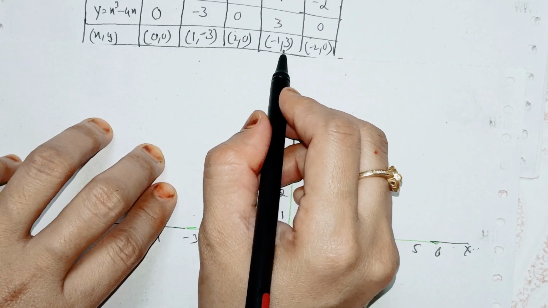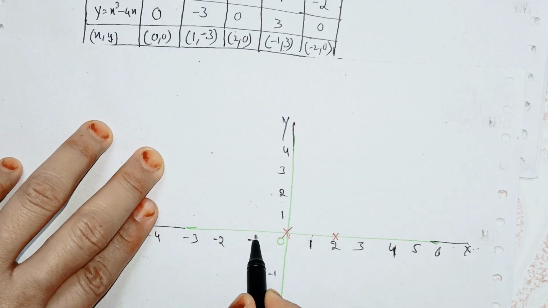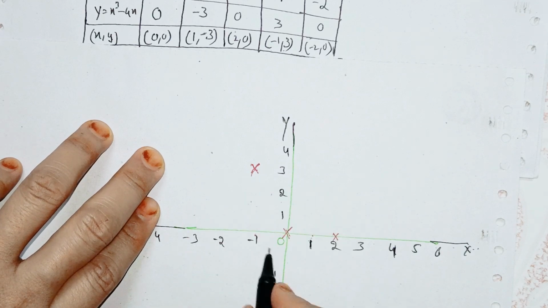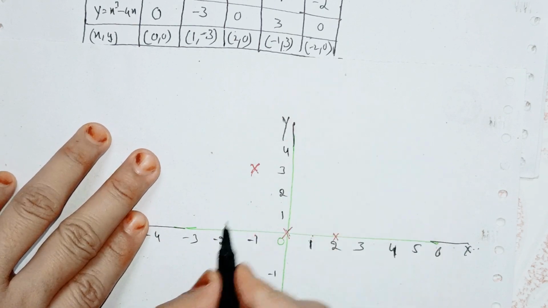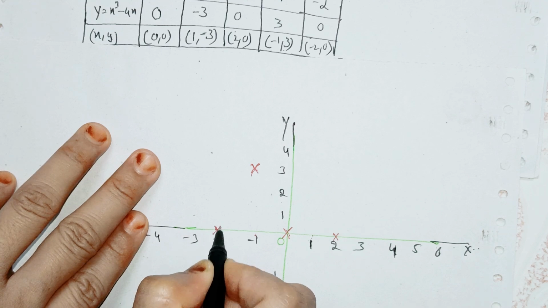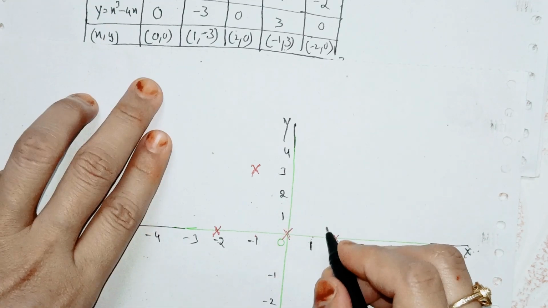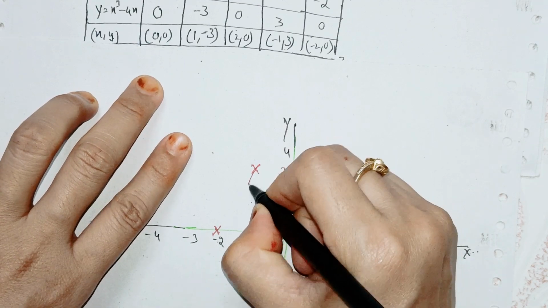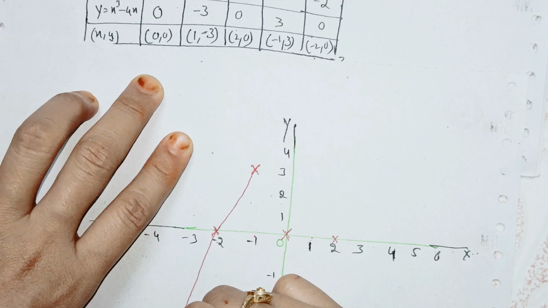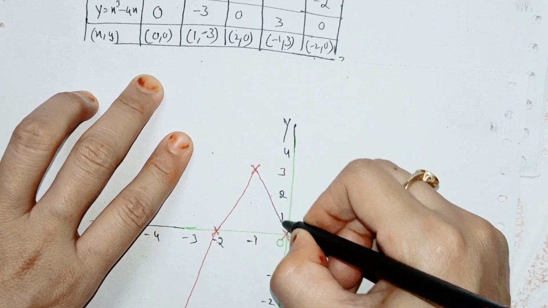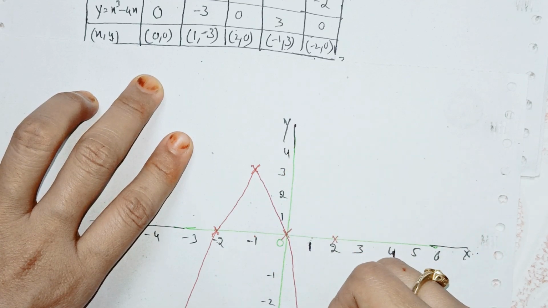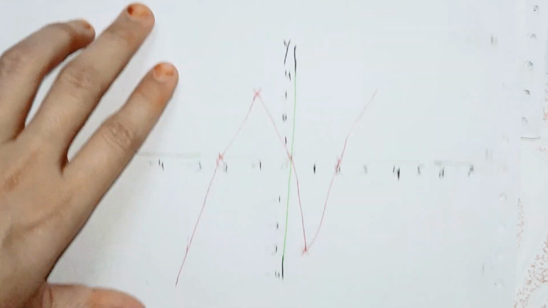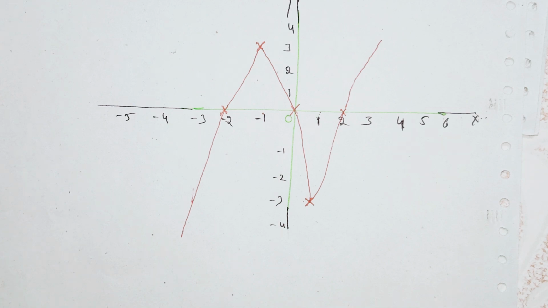Okay, then minus 1 comma 3. So this is minus 1 comma 3 is here. Okay, then minus 2 comma 0, minus 2 here, 0 is here. Okay, now we'll try to mark this. Okay, then I have to do like this, then I have to do like this. Okay, so this is our graph for cubic polynomial.